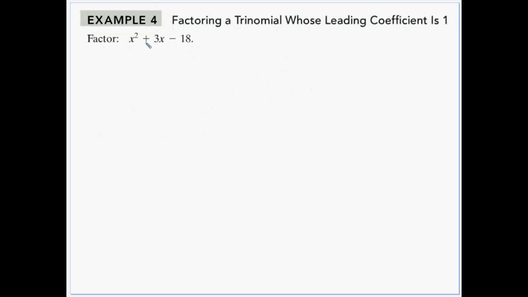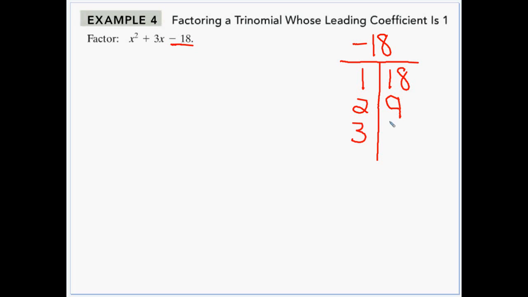In example 4, leading coefficient is still 1, but now we got a plus here and a minus at the end. So the strategy is still going to be kind of the same. I'd ask myself, okay, what numbers multiply to 18? 1 times 18 will work. 2 times 9, that's supposed to be a 9. 3 times 6, 4 doesn't work, 5 doesn't work. When we get to 6, we're back here, we just reverse all of these. So now we want two of these, or one of these columns or rows, to add up to positive 3.